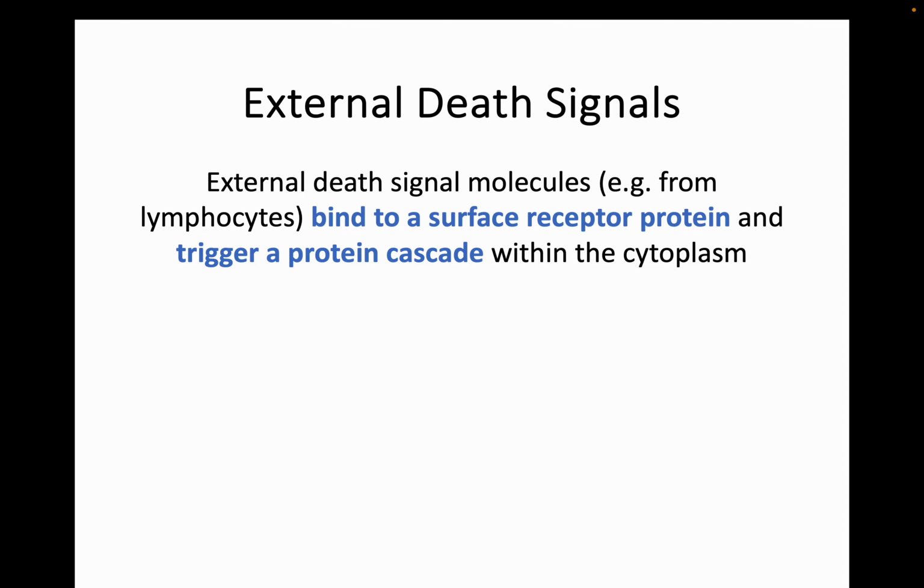In terms of external death signals, a good example of this is a lymphocyte going across and breaking down some form of pathogen. So an external death signal molecule binds to the surface receptor proteins of the cell. Remember, it's on the outside, and it's going to trigger a protein cascade within the cytoplasm of that cell, again leading to the destruction of that cell.